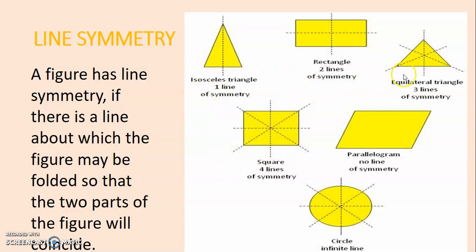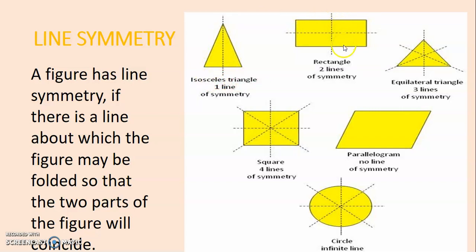Here, we discussed lines of symmetry for many polygons. To begin with, let me say about the triangle, because it is the polygon with the least number of sides. Is it possible to have a polygon with two lines? No. At least we should have three lines to make a polygon. So it's an equilateral triangle. This equilateral triangle will have three lines of symmetry. Here in an isosceles triangle, we have only one line of symmetry. Is it clear?